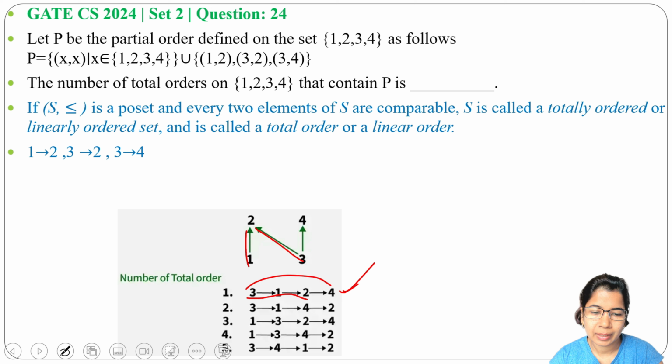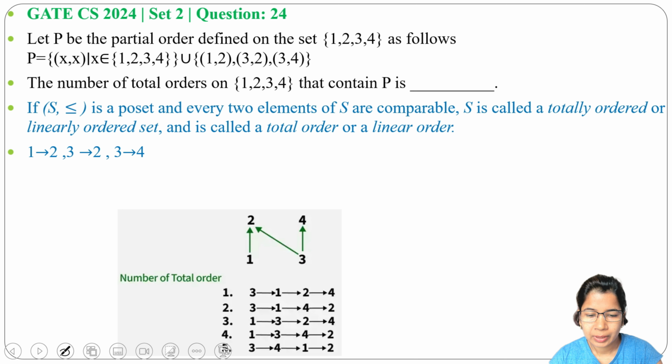Yes, this is fine. Then 3, 1, 4, 2. Okay, so 1 and 3 are before 2, and 3 is before 4. This is also fine. So 3, 1, 2, 4 and 3, 1, 4, 2 are two total orders. Then 1, 3, 2, 4 and 1, 3, 4, 2 are another two total orders.